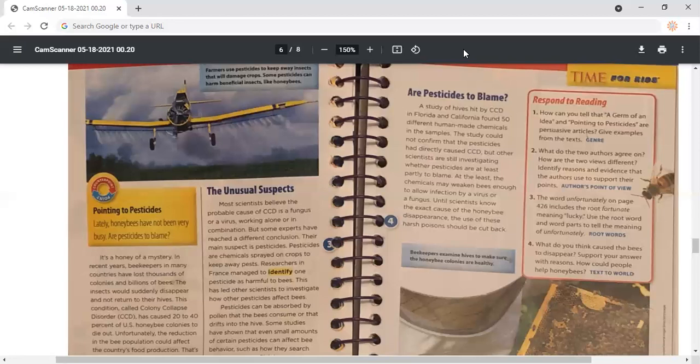So let's go back to the essential question. Our essential question was, how do natural events and human activities affect the environment? So here we have an example of natural events. This is the fungi and the viruses. These are naturally occurring, and they might cause honeybee colonies to die, which would greatly affect the agricultural industry. And then on the other hand, in the second article, we have human activities, okay, such as spraying pesticides. This might have the same effect on the honeybees.